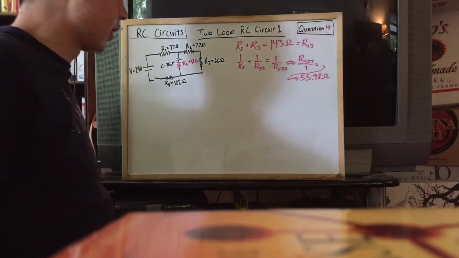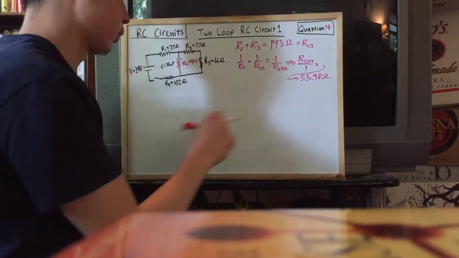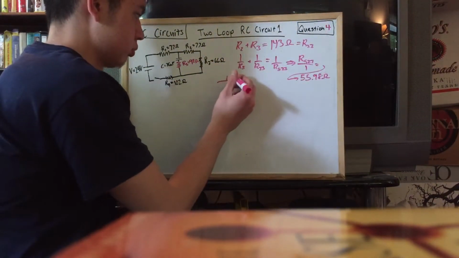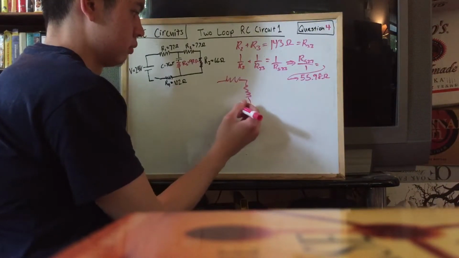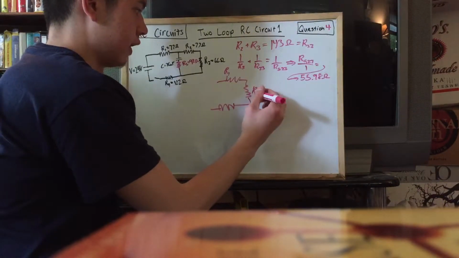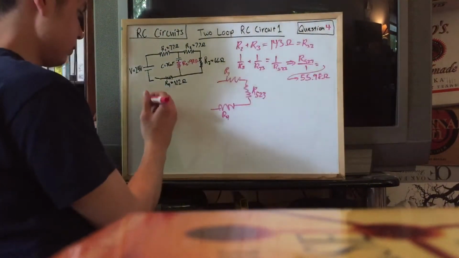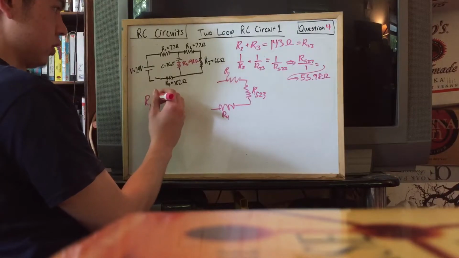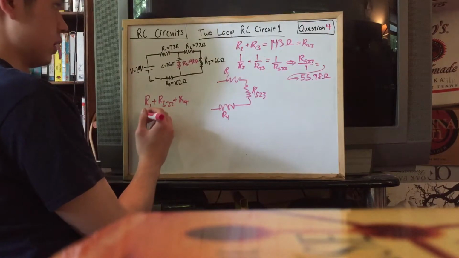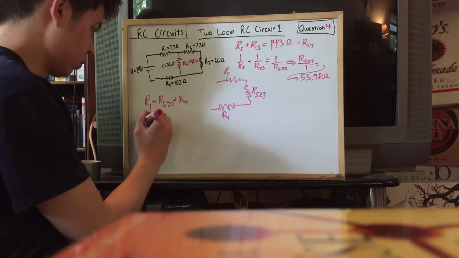Okay, so now we know R523, and we can just add R1 and R4 to that, because now everything's in series. I'll draw a little picture. There's R1, R523, R4. Just add all these numbers: R1 plus R523 plus R4.